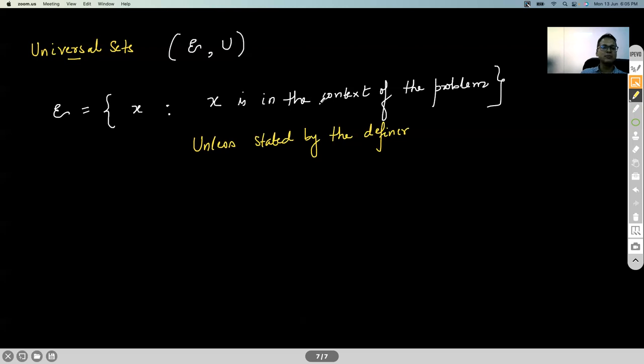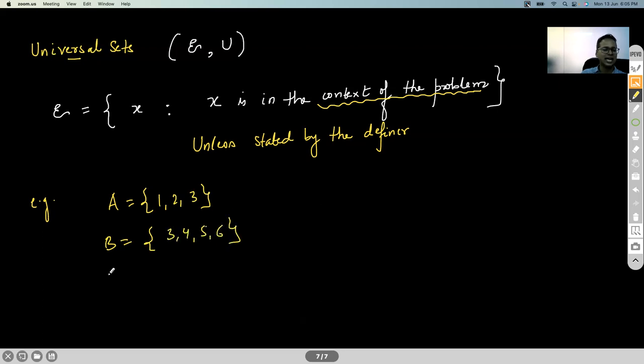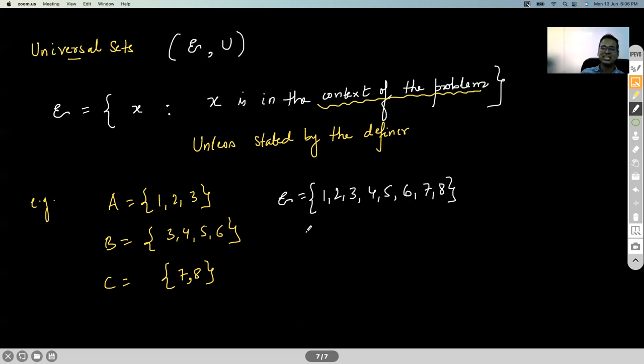Let me give an example. What do I mean by context of the problem? See, let's say I talk about a set A, which has got 1, 2, 3. Let's say I have another set B, which has got 3, 4, 5, 6. And I take another set C, let's say 7, 8. Now, if I ask you, can you suggest a universal set for it? So when you're suggesting a universal set for it, you will only incorporate those elements which are in the context of the problem. That means you can only have 1, 2, 3, 4, 5, 6, 7, 8. That's it. In short, you are taking the union of all the sets A, B, C, which are present in the context of the question.